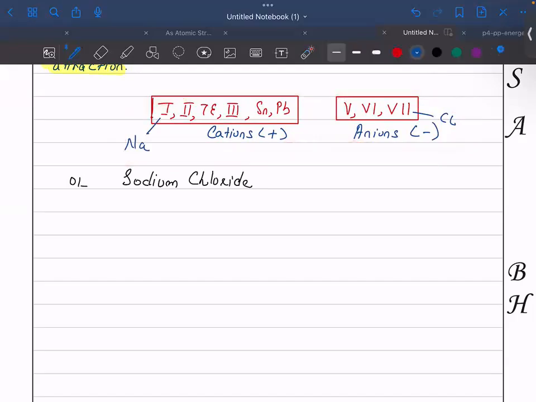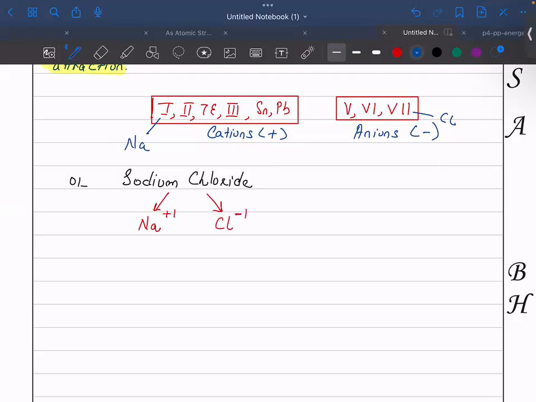Then you have to develop the formula of sodium chloride. We studied formula making before. इसलिए तो पढ़ा था formula making. How would you make the formula of sodium chloride? Sodium has the symbol Na, and as it is from group 1, it will get a charge of +1. Chloride is from chlorine, right? And it is from group 7, so it forms a charge of -1.